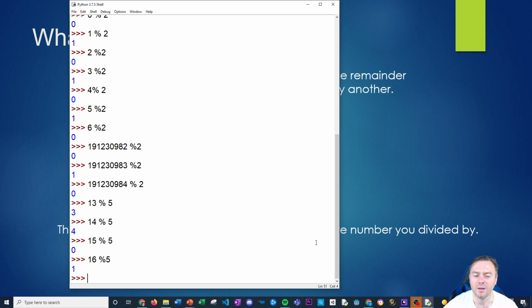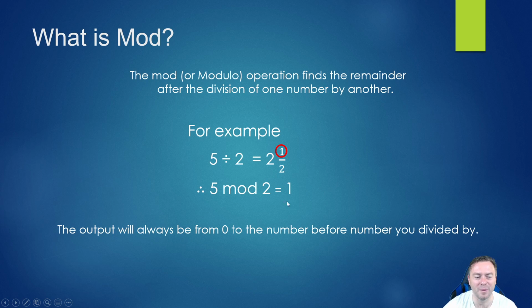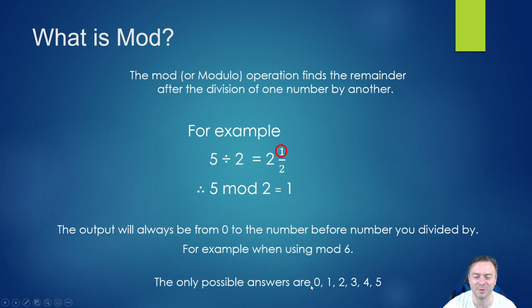Okay. Cool. So what you should have picked up is the output will always go from 0 to the number before the one you're dividing by. So for example, if we use mod 6, the only possible answers when we use this function are 0, 1, 2, 3, 4, 5. Because when we do it, it literally will cycle through those.